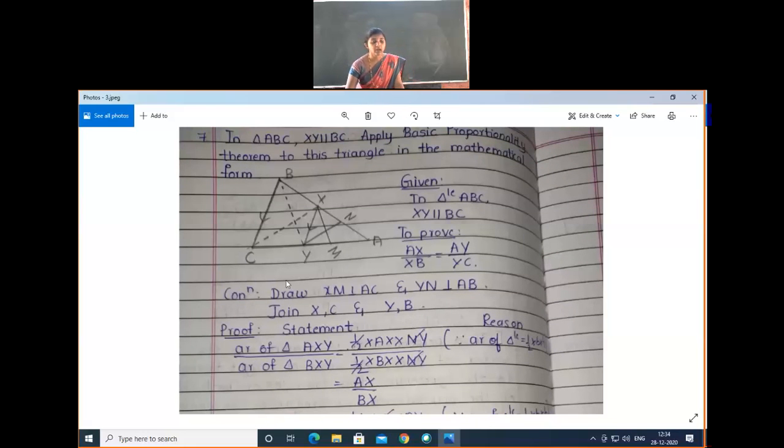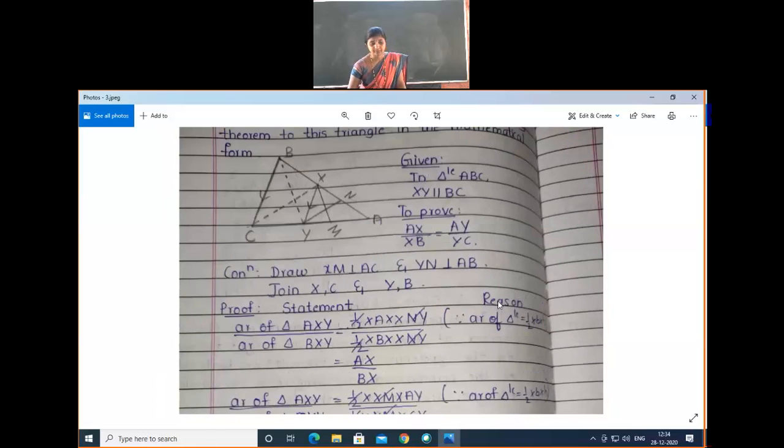Now the construction. You all know the Thales theorem construction. Draw XM perpendicular to AC, and YN perpendicular to AB. Then join X to C, then join B to Y. So you all know this; it is the same Thales theorem only.